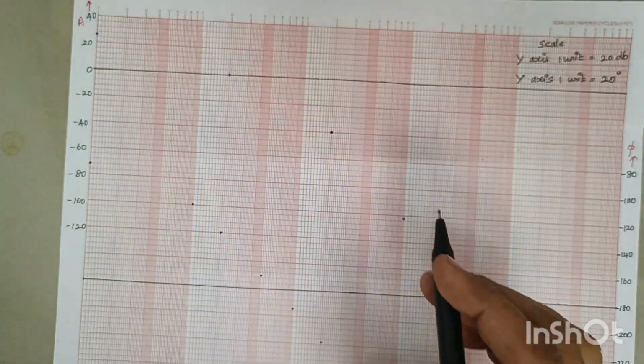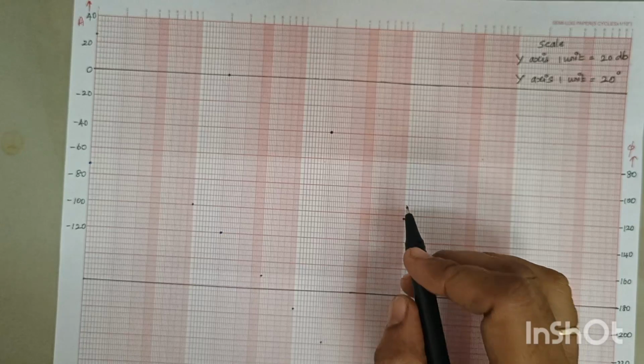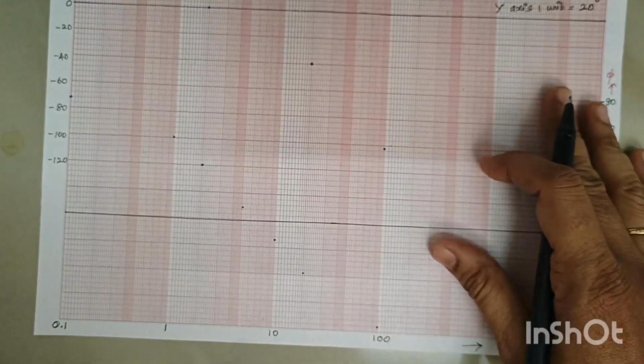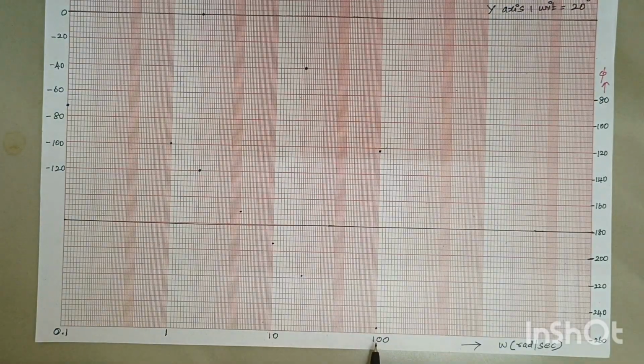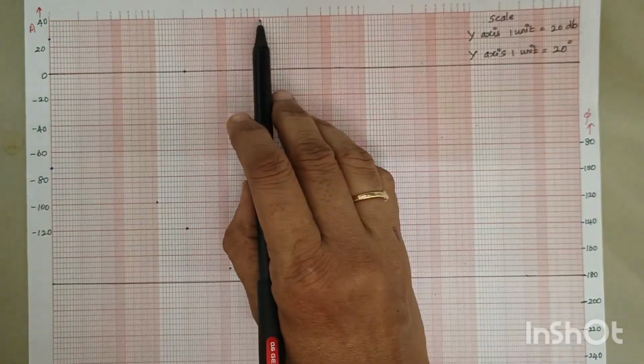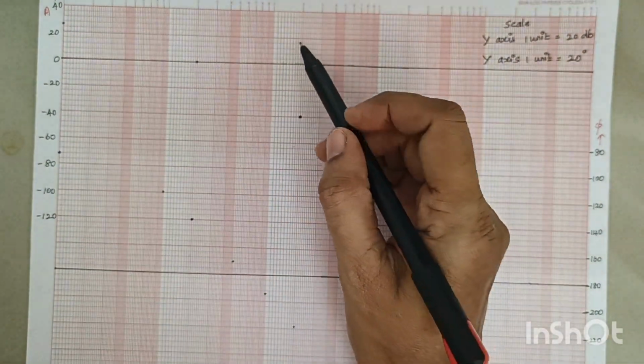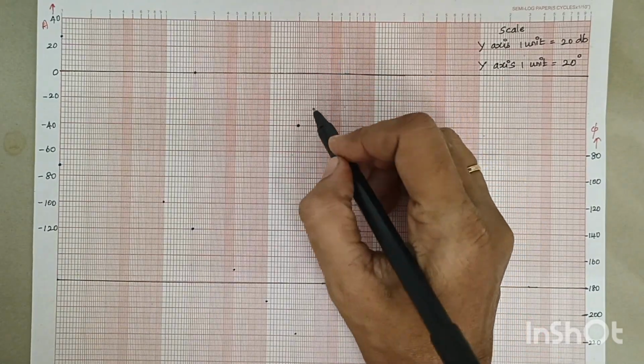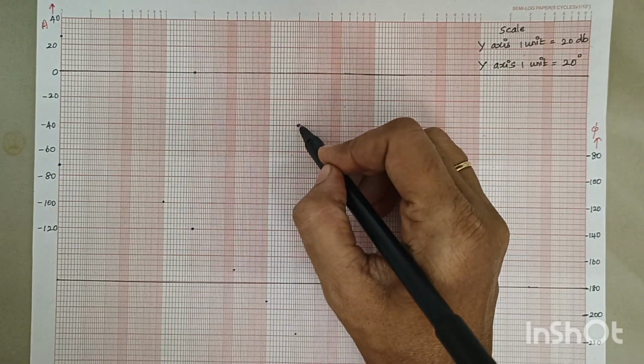Similarly, at a frequency of 20 the magnitude is minus 40. So again come down. You see between 10 and 100 lies 20. When you move gradually upward, this is my 10 now and this is my 20, right? So at 20 the magnitude is minus 40, so just keep a dot here.